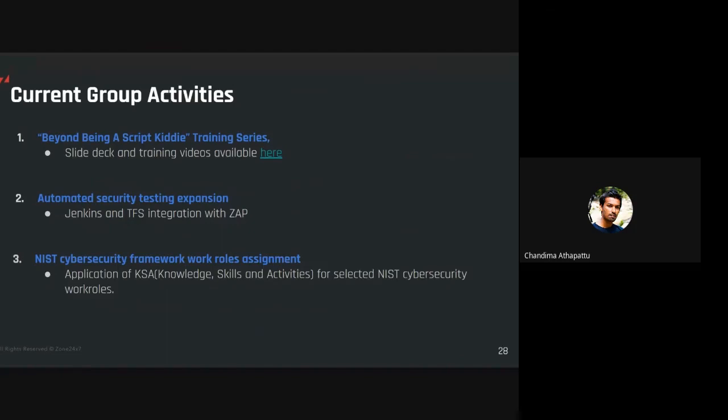Current group activities: we are conducting security training sessions for our team members bi-weekly, and we also did automated security testing expansion for a couple of our projects. We are using Jenkins and TFS. The TFS is in progress actually. And also we are trying to apply the NIST cybersecurity framework work roles, where we have defined knowledge, skills, and activities for our group members, so that they can achieve their tasks in a more convenient manner. So that is also something that we do now. So that is a brief introduction on what is happening at SOAN with regard to information security.